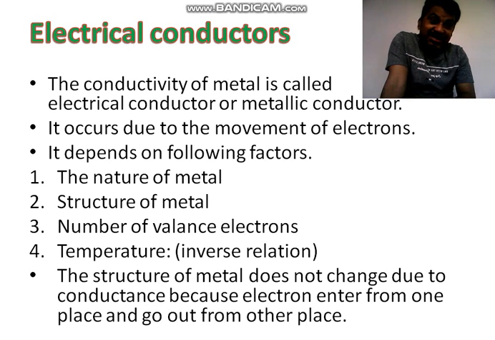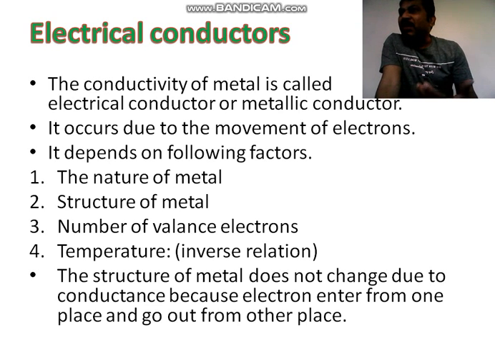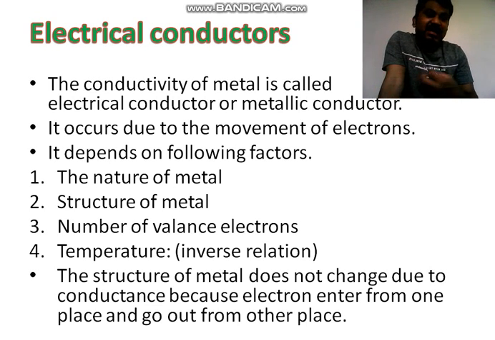Structure of the metal. Yes, it is also very important. Sometimes two metals are similar, but the structure is different. Copper has a cubical structure, while some have a linear structure. The cubical structure allows the electrons more, and that's why copper may be a better conductor of electricity. Number of valence electrons.